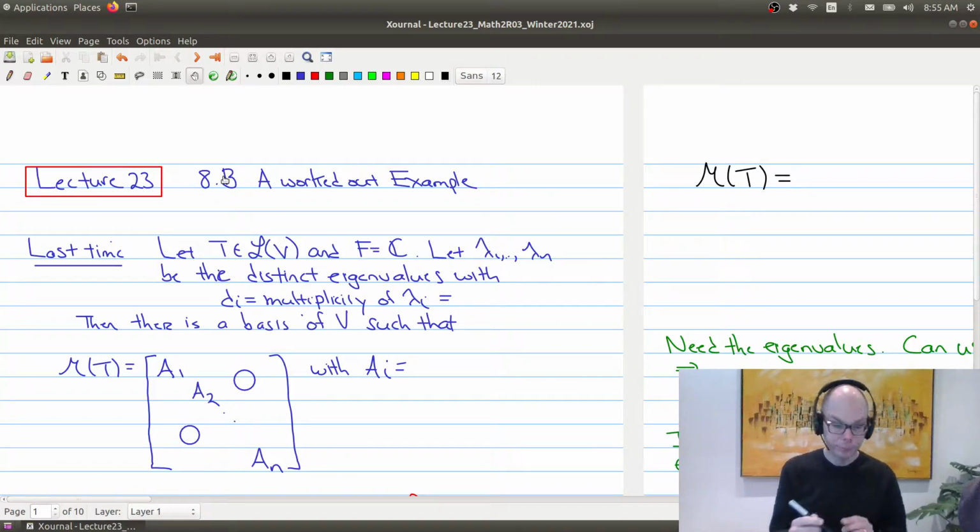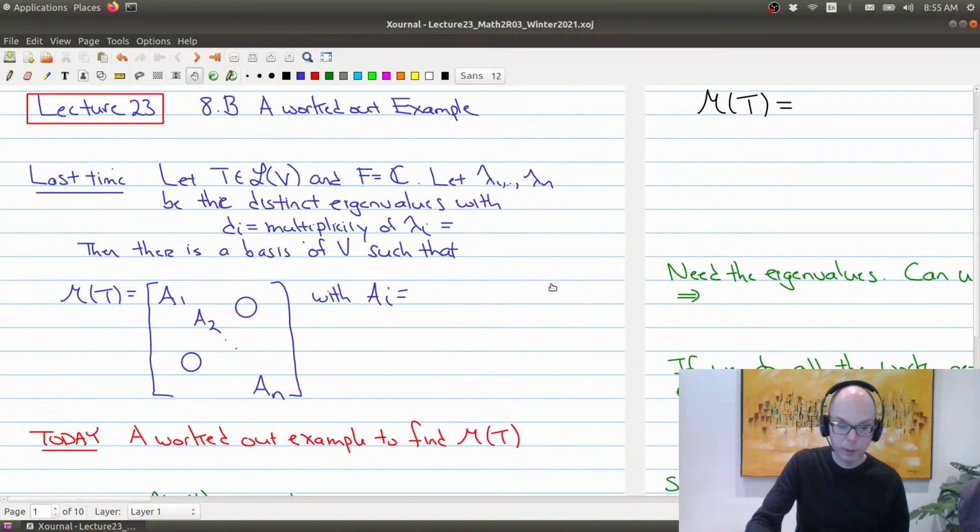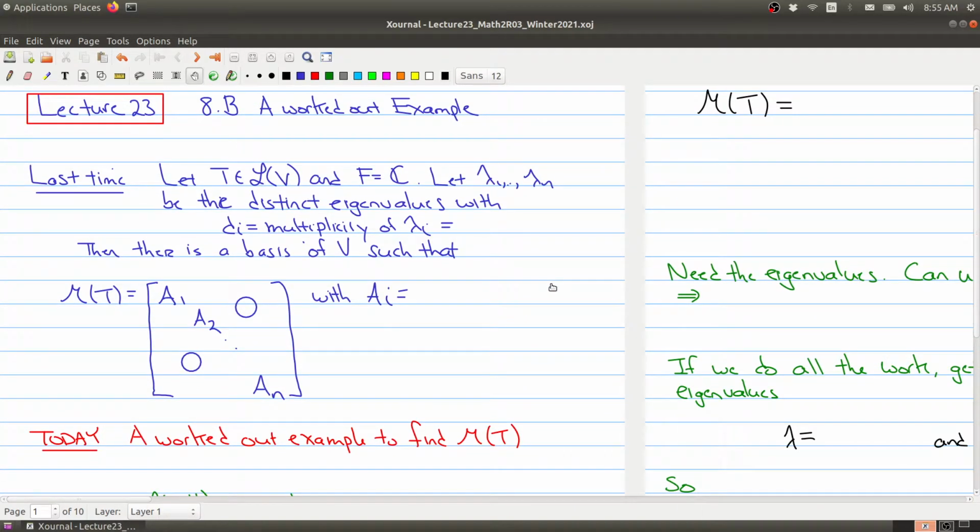So just to recap, last time we learned that if we take a linear operator, and assume that our coefficients are complex numbers, and we know what all the distinct eigenvalues are, and furthermore, we know the multiplicity of each of the eigenvalues. Remember, that means the dimension of the generalized eigenspace of the eigenvalue. Then we proved that there's a basis of V such that the associated matrix is a block diagonal matrix.